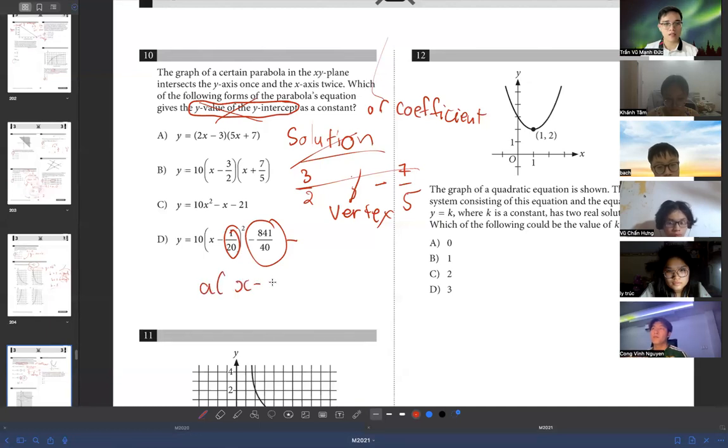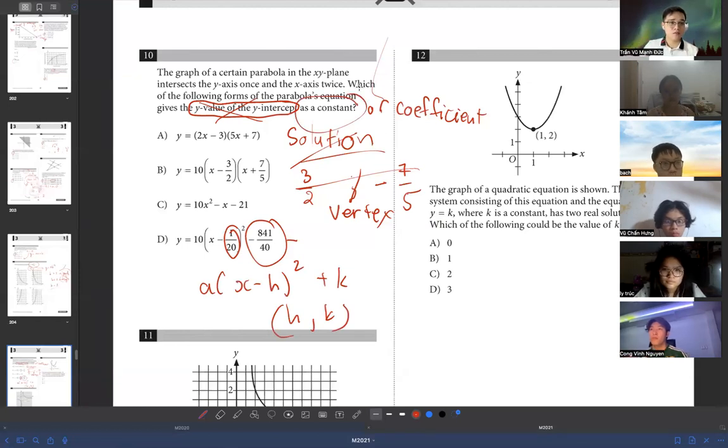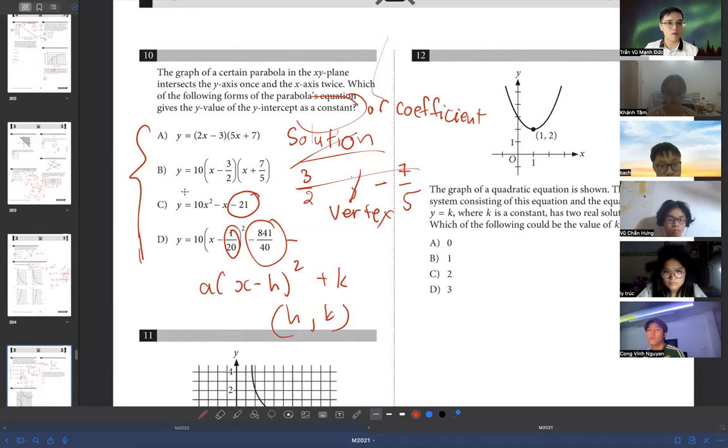This turns into the vertex form: a(x minus h) to the power of 2 plus k, where h and k is the vertex. So you can see that they are essentially asking us to make apparent the phrase or the condition in question. In this case, this is the y value of the y-intercept. A, B, C, and D all have the same y-intercept when we plug in x equals 0, because they are essentially the same equation. But only C can show the y value of the y-intercept as a constant. Look, minus 221. So we choose C.